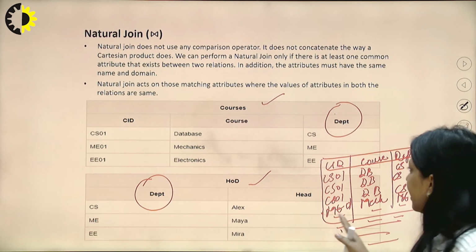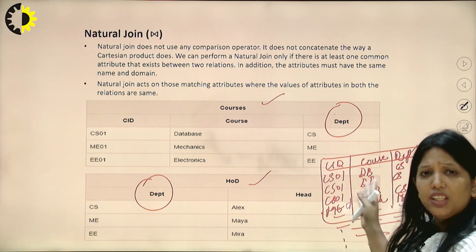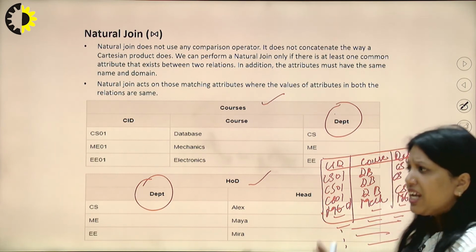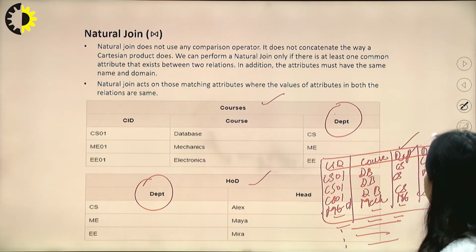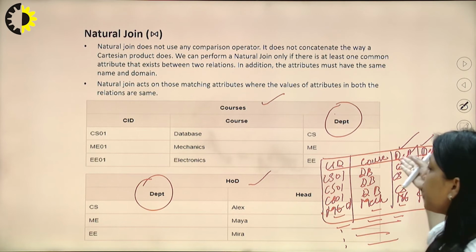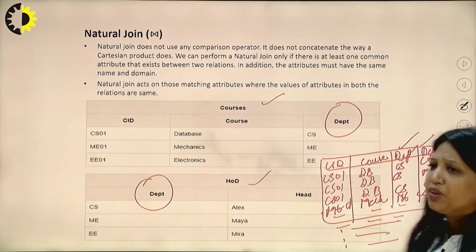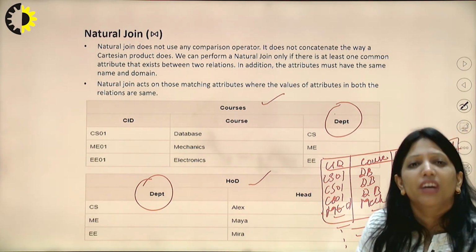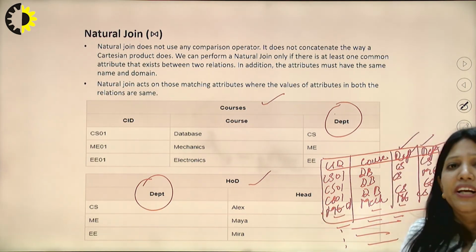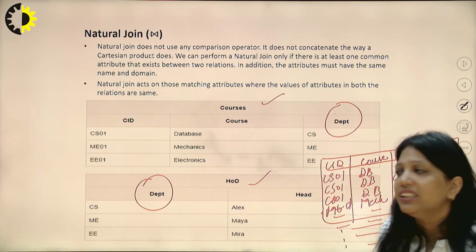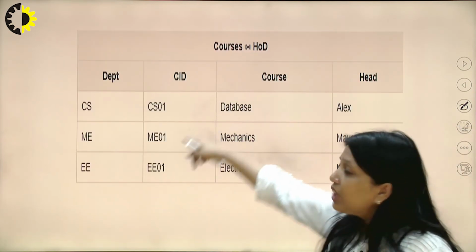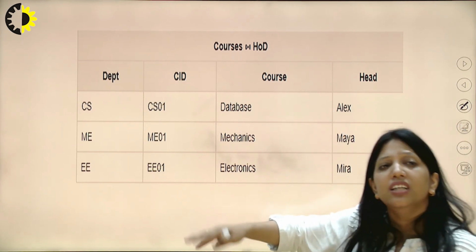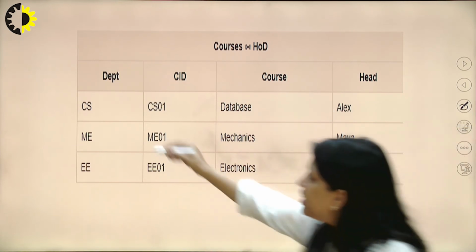But this output table is of no use until we apply the selection operation. Then we can apply the selection operation on the basis of this attribute, where the department of table 1 is equal to the department of table 2, or we can use less than or greater than if we have numerical values. But natural join automatically does this work in one step. So we will get only those tuples where the department of table 1 is equal to the department of table 2.